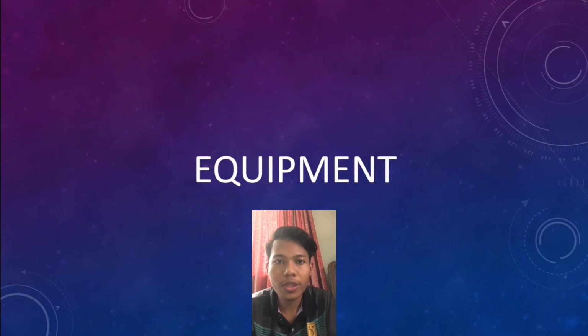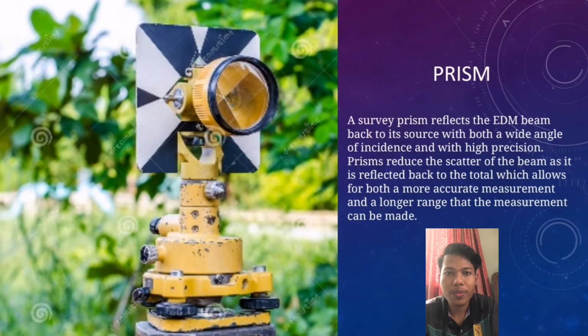Equipment used, number 1, prism. A survey prism reflects the EDM beam back to its source, which boasts a wide range of incidence and high precision. The prism prevents the scatter of the beam as it reflects back to the total station, which allows for both a more accurate measurement and a longer range that the measurement can be made.